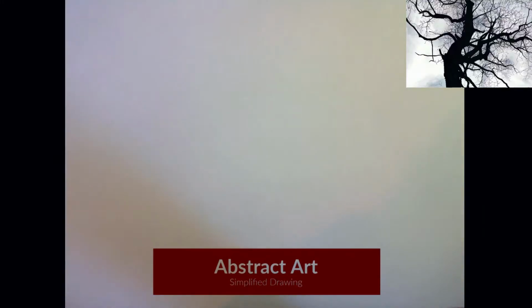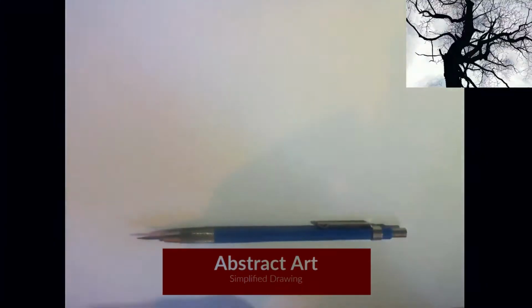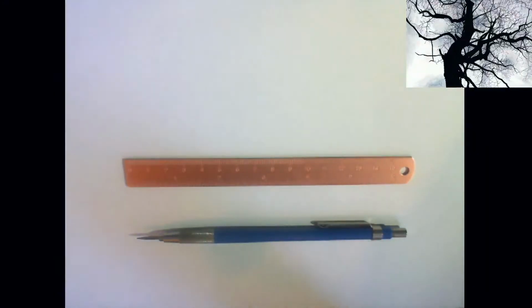Okay, for this drawing we're going to need a pencil, a ruler, or another object with a straight edge, such as a book, a game case, anything with a straight edge to it. And we're going to need an image of a tree, like the one you can see in the top corner of the video. You can get this either by going out and taking a picture with your phone, or googling, or I'll upload the image that I'm working from, so you can work from that one too if it's easier for you.